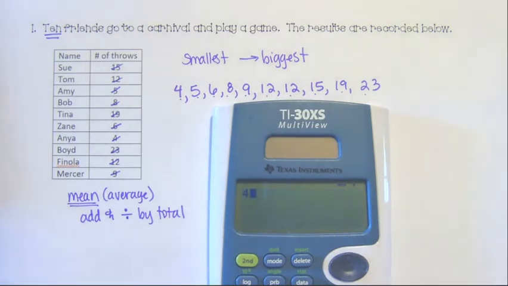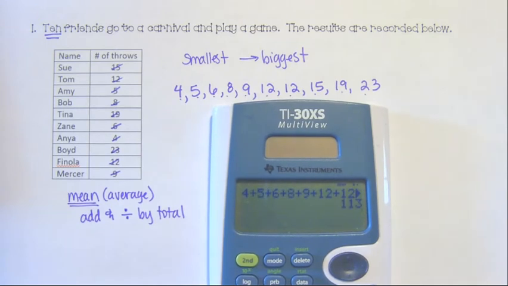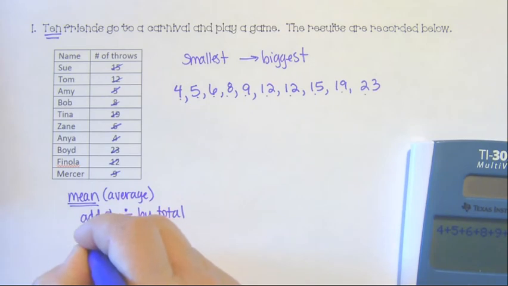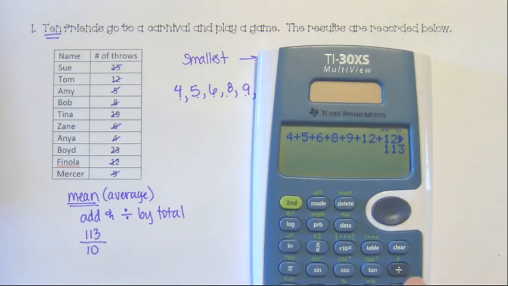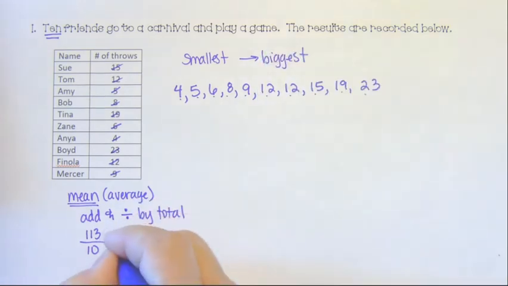So 4 plus 5 plus 6 plus 8 plus 9 plus 12 plus 12 plus 15 plus 19 plus 23. When I added I got 113, and then I'm going to divide by 10. So when I do 113 divided by 10, it gives me 11.3. All right, so that is how we find the mean.